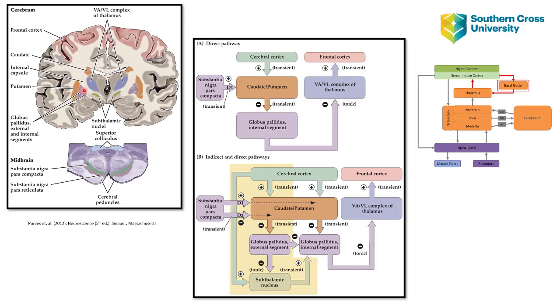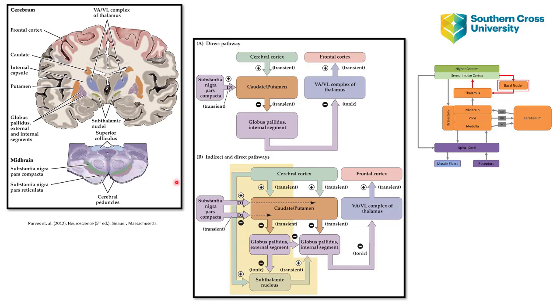Globus pallidus externus and internus, the purple ones here. Our subthalamic nucleus, and then also our substantia nigra, pars compacta and pars reticulata parts, both parts. Now, all of those structures together are known as the basal nuclei. What's the function of the basal nuclei? Well, basically, it's another really complex neural calculator that helps to control movement.